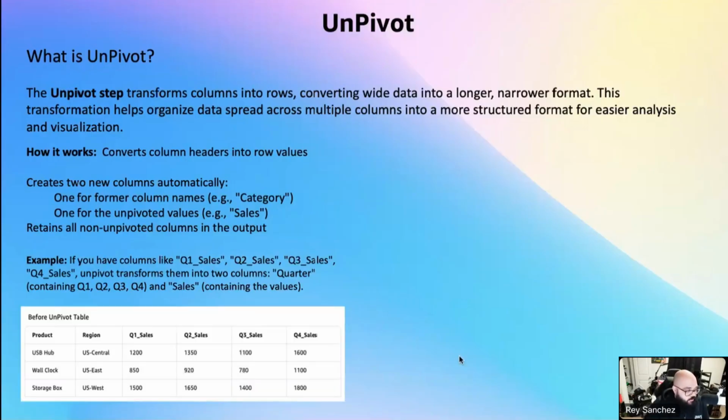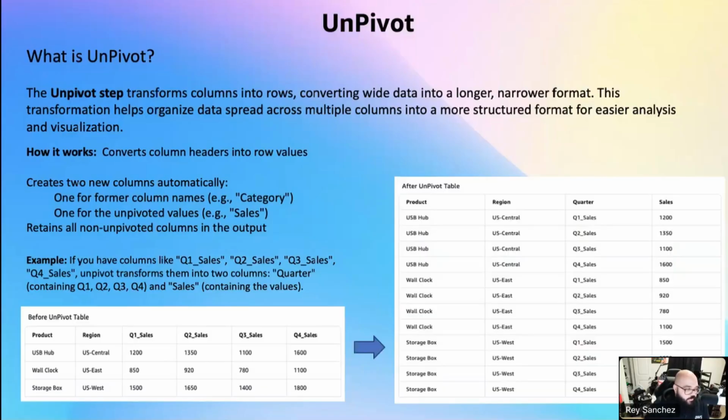Here, as an example, we see that before the unpivot, we have 4 columns, each one for the sales of the quarters. And then when we do the unpivot, instead of having those 4 columns, we have 2 columns, one for quarter and one for sales. And one thing to note here, just as mentioned, we're going from the wide data into a longer format, so here we have more rows than what we previously had.